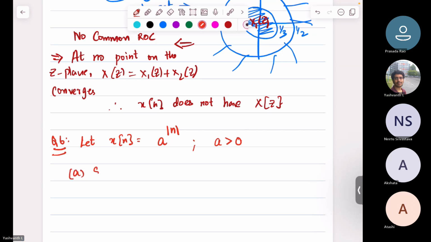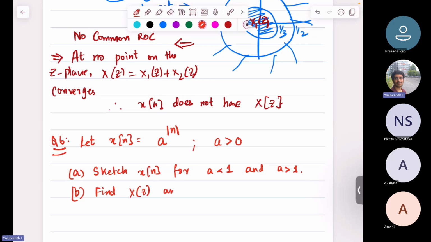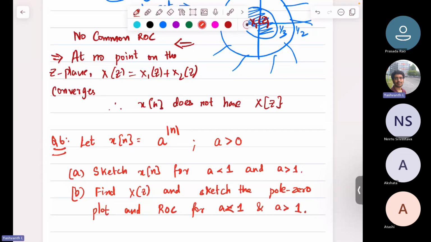The question is, sketch x of n for a less than 1 and a greater than 1. Second question is, find X of z and sketch the pole-zero plot and ROC for a less than 1 and a greater than 1. It's very similar to the previous question, but here you need to sketch your x of n also.